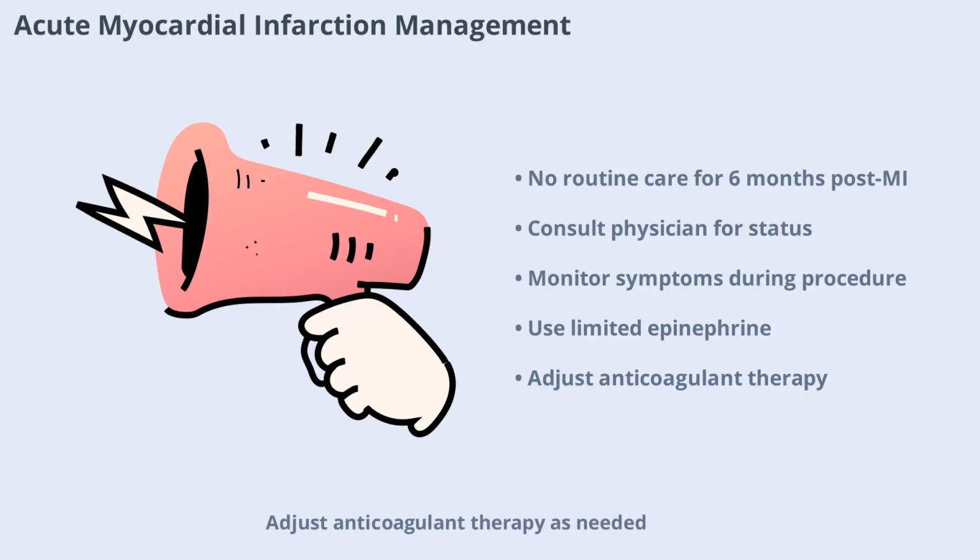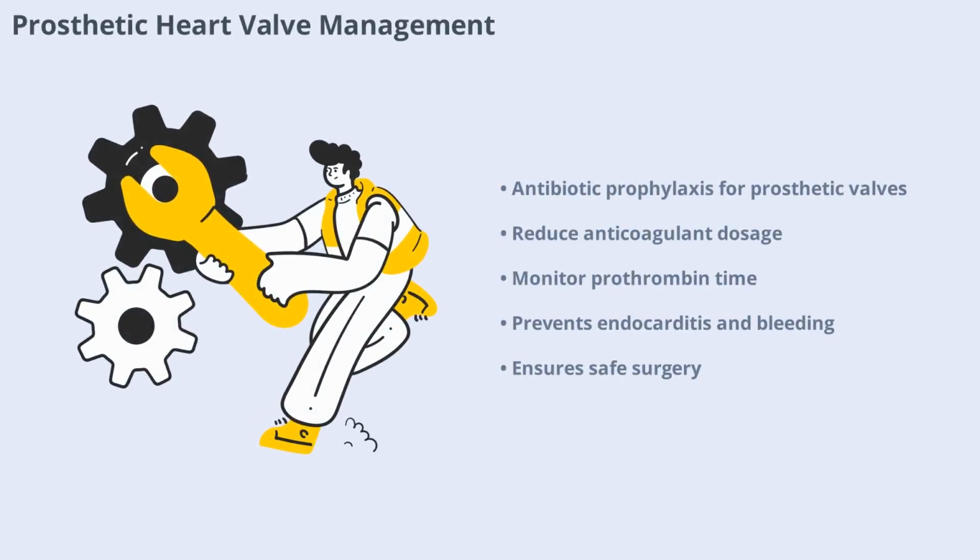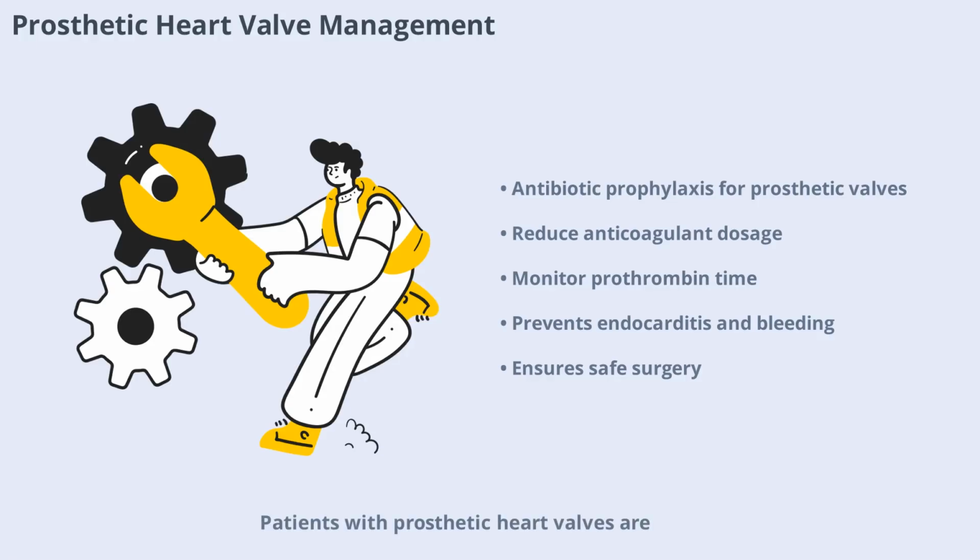Adjust anticoagulant therapy as needed and avoid stimulating the gag reflex. Monitor blood pressure and avoid instruments that may interfere with pacemakers. Patients with prosthetic heart valves are at risk for endocarditis and prolonged bleeding. Antibiotic prophylaxis is given for all dental procedures. If scaling or surgery is planned, anticoagulant dosage should be reduced by the physician so that prothrombin time is twice normal or less on the day of the procedure. These precautions help prevent complications and ensure safe surgical outcomes.